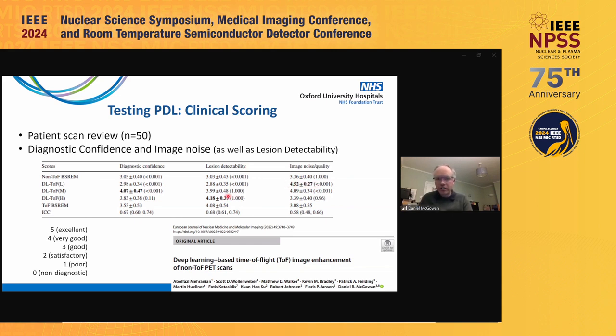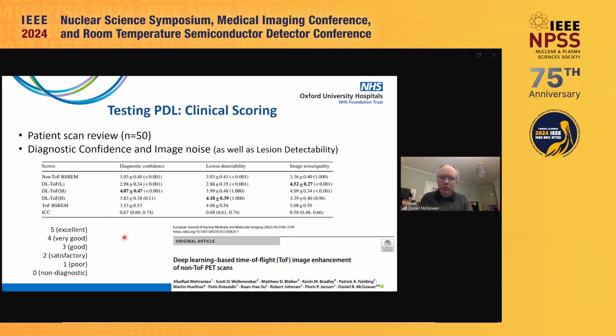Lesion detectability, as I said earlier, the PDL high gives us the highest score. So again, significantly high. And then for diagnostic confidence, which is pretty much a compromise between detectability and image noise, you've got the middle model. So depending on what you're interested in would probably determine what sort of model strength you might use. But as I said at the start, for this particular algorithm, it's often dependent on what your input image is as to what's the best strength of PDL to use.